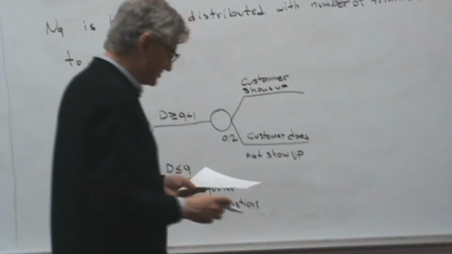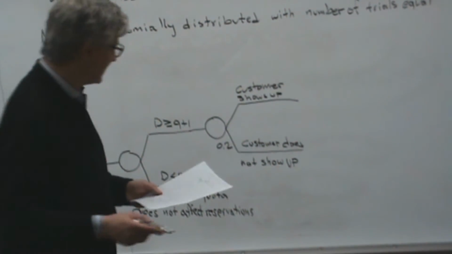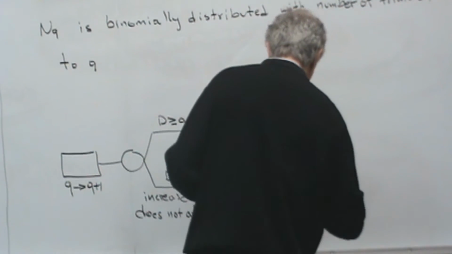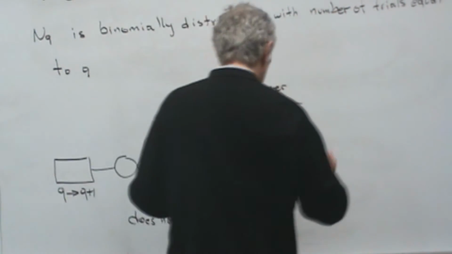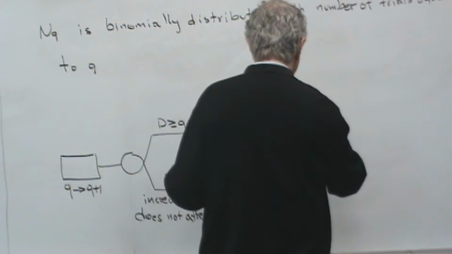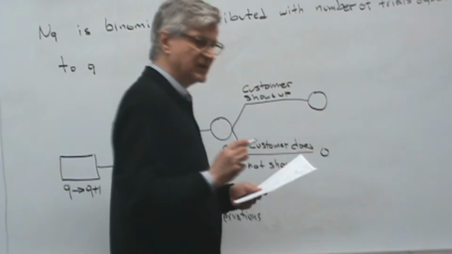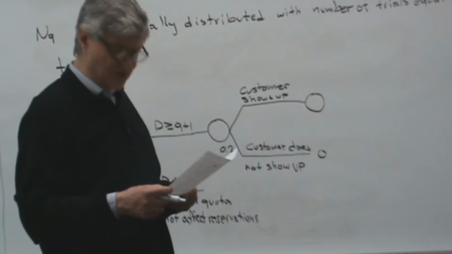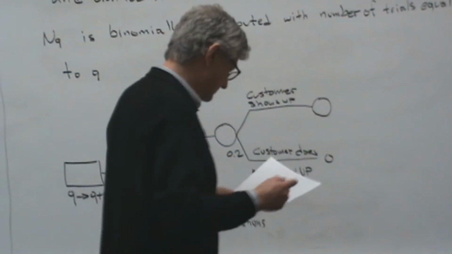If the customer doesn't show up, nothing happens. The expected profit doesn't change. If the customer shows up, we have to examine what will happen. Do we have enough seats to accommodate the extra customer or not?